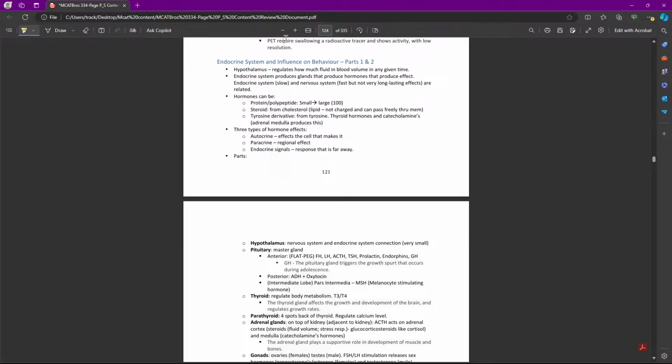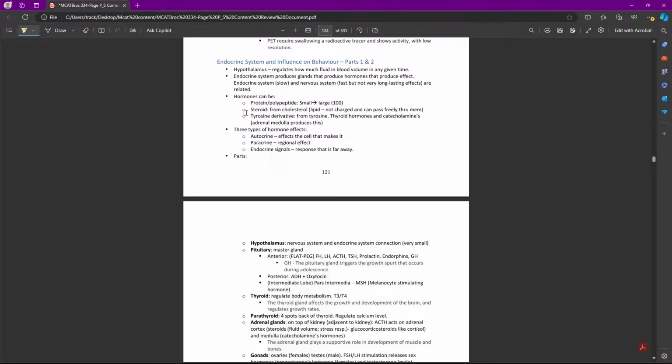Endocrine system provides glands that produce hormones, and we have several different glands in our body. Like one gland is the gonads. Crazy enough, that's being stimulated by hormones. The hormones can be protein or polypeptide, steroid or tyrosine derivatives. So, polypeptides are small or large, made out of amino acids. Steroids are made from cholesterol. Tyrosine derivatives are made from tyrosine amino acid, which are generally thyroid hormones or catecholamines.